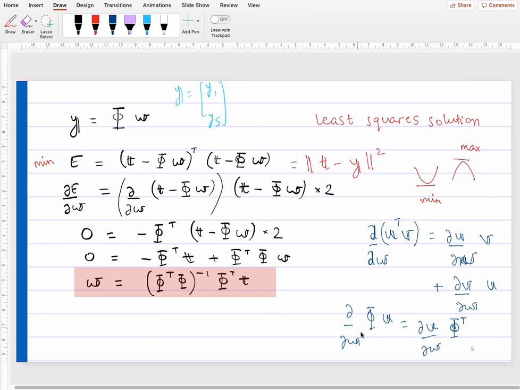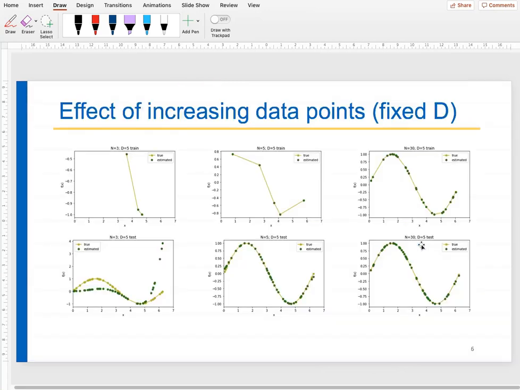And we discussed some matrix calculus in the last class. The effect of increasing data points. Now in this example we considered 5 data points, just 5 samples. If I have more samples, will my estimate improve or degrade?